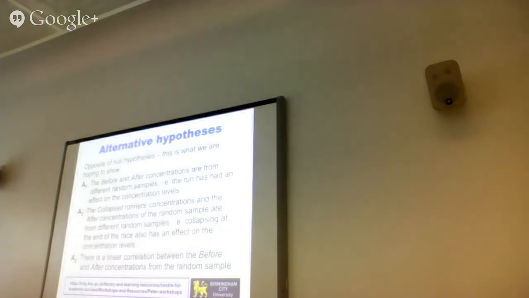Okay, so remember our three research questions, we can formulate them as things that we're trying to show, which are three different alternative hypotheses. So these are the opposite to the null hypothesis. The first one is that before and after concentrations come from different random samples. So the run has had an effect. Secondly, the collapse runners and after runners are from different random samples, meaning collapsing at the end of the race has an effect. And thirdly, that there is a linear correlation between before and after. These are the things we're trying to show, but we have to assume the opposite in order to test it.